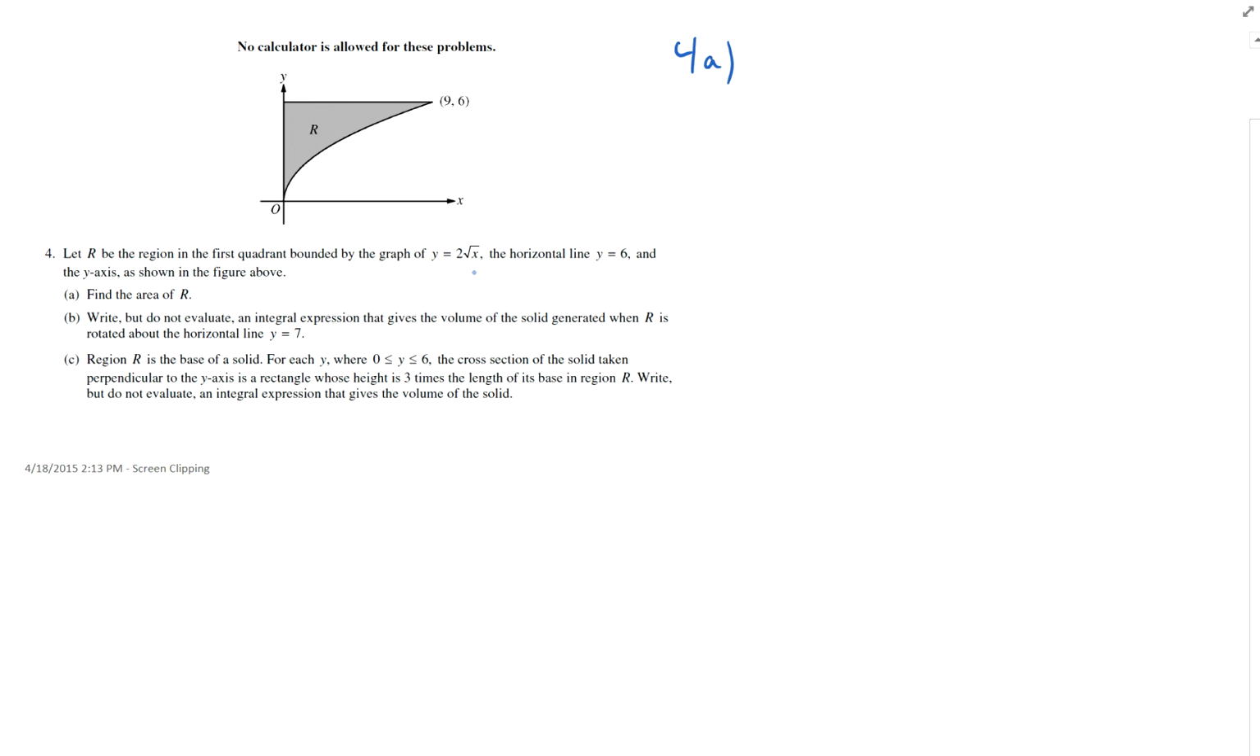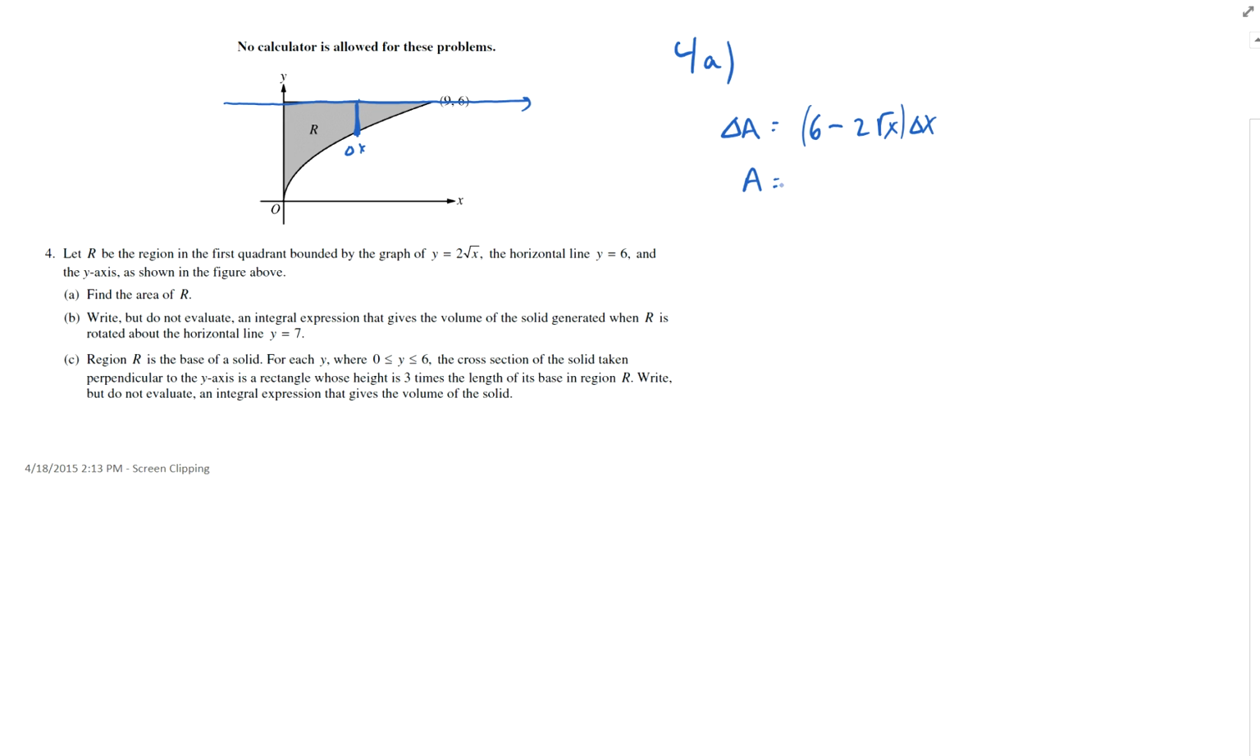4a. R is a region bounded by 2 square root of x, the horizontal line y equals 6, which is this guy right here, and the y-axis shown here. Find the area of R. Probably the easiest way to look at this is if I just take a strip, and that strip has thickness delta x. The height of it is just the top function minus the bottom function, and the top function is 6 minus the bottom function 2 square root of x. So that's the height of this strip, and then the width is delta x.